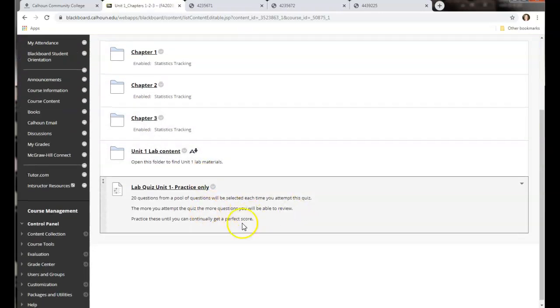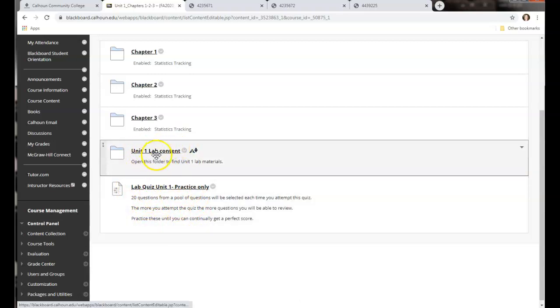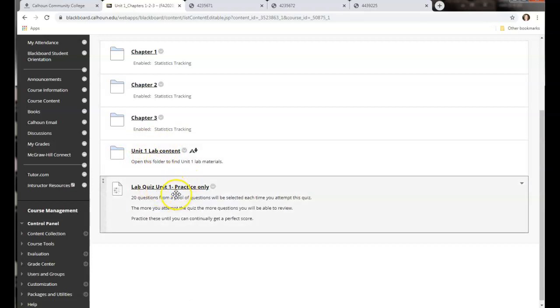Come back to the unit folder, and I've got lab quiz unit 1 practice only. So I had one student say, I opened this quiz and I couldn't answer any of those questions. Where am I supposed to go to get that information? Do not try this quiz until you've completed all of the lab content in Unit 1. Once you've completed all the lab content, this is like your practice test. Am I ready for the exam that's coming up?